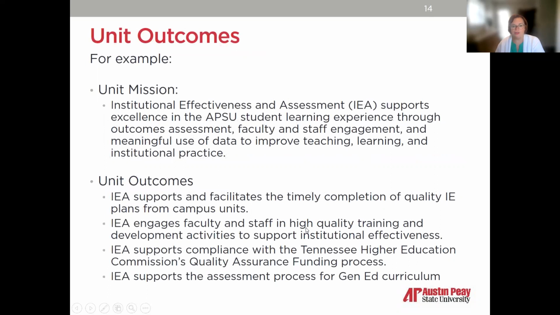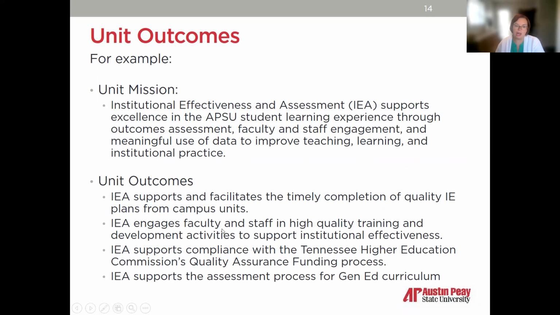So we just wanted to share with you, not as a golden example, but just this idea of a set of outcomes. This is what ours look like. So this is our unit mission for IEA. We're an administrative unit since we don't work with students directly. And these are our outcomes.